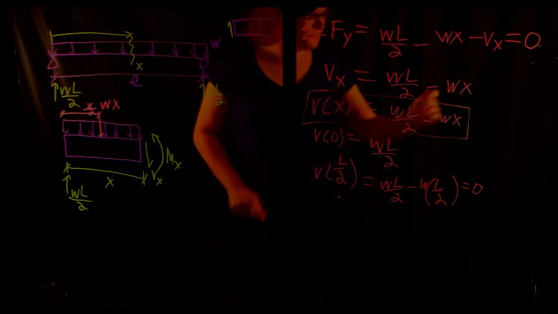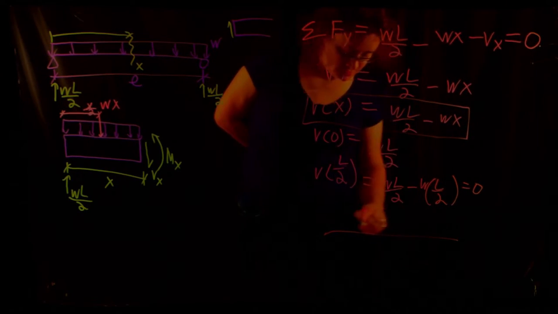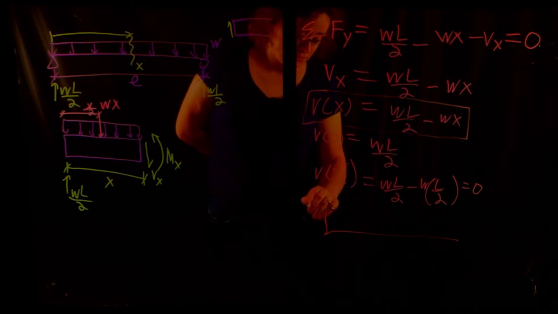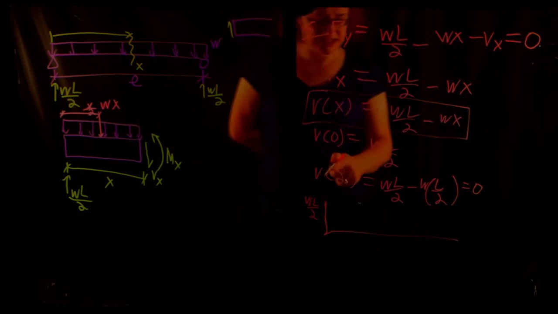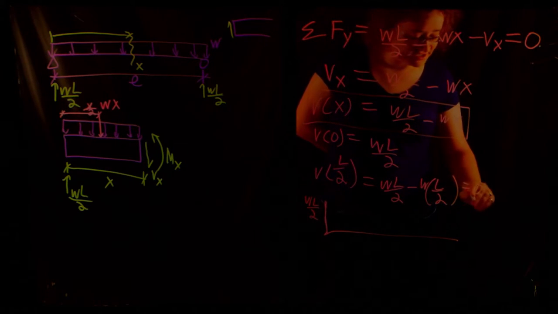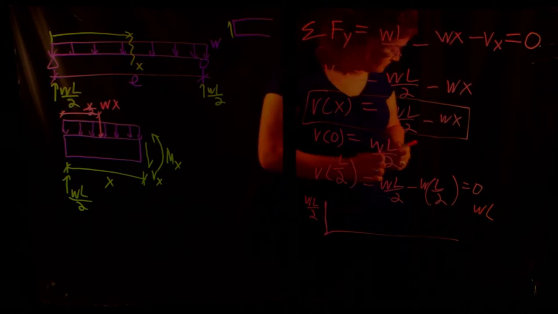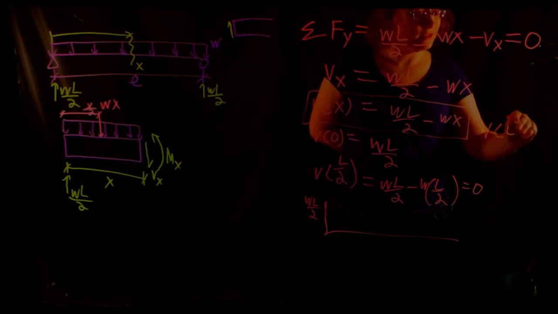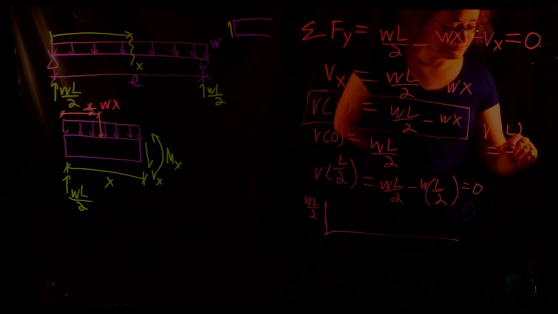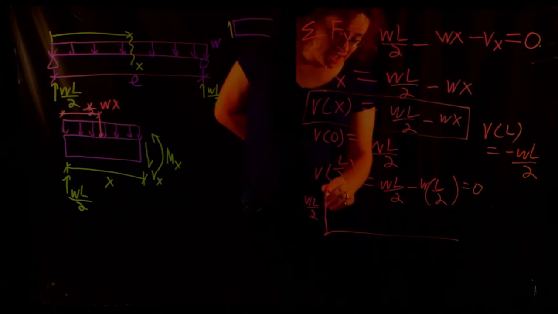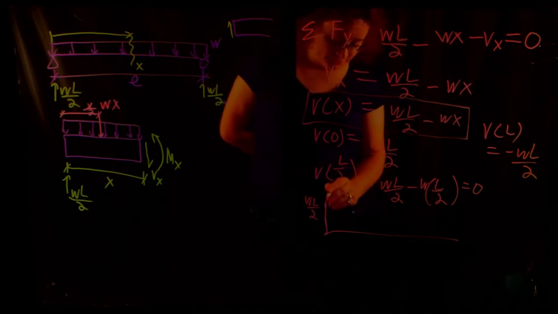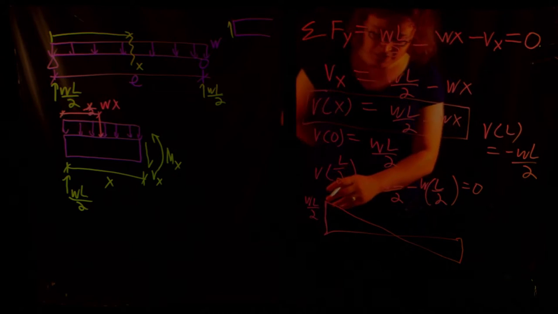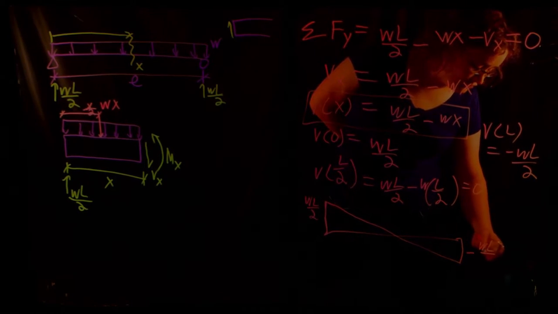In other words, if I were to plot the shear out, just like we did previously, on the left-hand side I would have WL over 2. And if you plugged in L, let's say V at point L, V at point L would equal negative WL over 2. Feel free to check that. But if you then have these critical points and you plot them on a diagram, you would get a shear diagram like this, where we go from WL over 2 on the left to negative WL over 2 on the right.